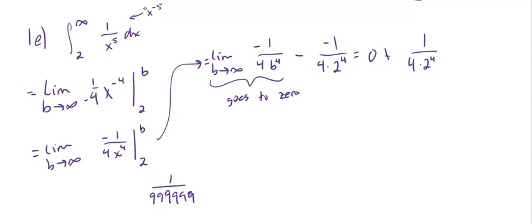And from there, you can just do some arithmetic. And 2 to the 4th is 2, 4, I'm using my fingers, 8, 16. So that is 1 over 4 times 16, which winds up giving me 1 over 64. And that's my answer, and I will see you in the video for F.